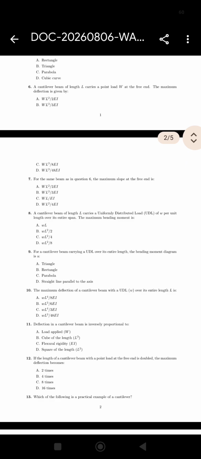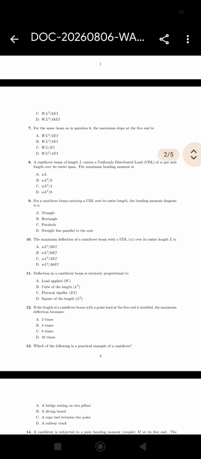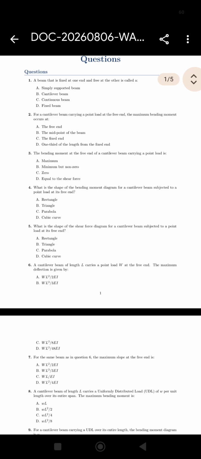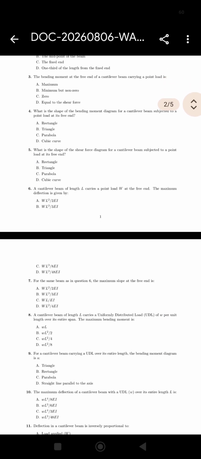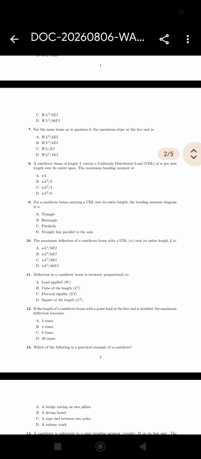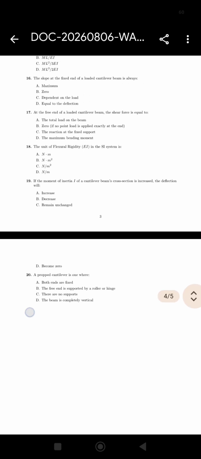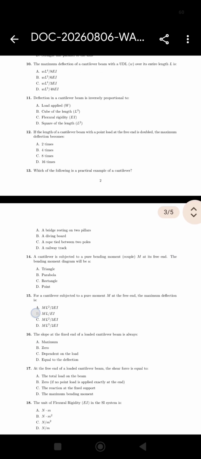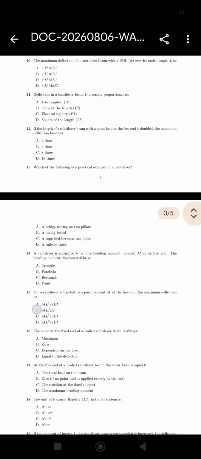parabola. Question number 10. The maximum deflection of a cantilever beam with a uniformly distributed load omega over its entire length L is omega L to the power 4 upon 8 EI. Question number 11. Deflection in a cantilever beam is inversely proportional to flexural rigidity EI.